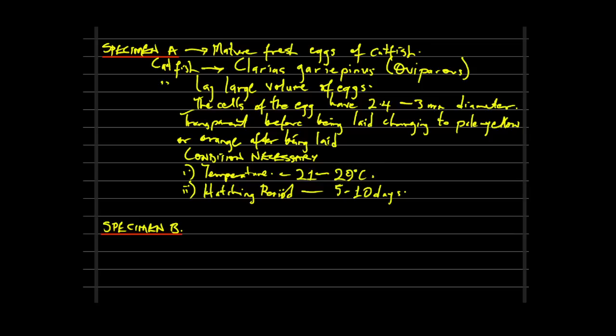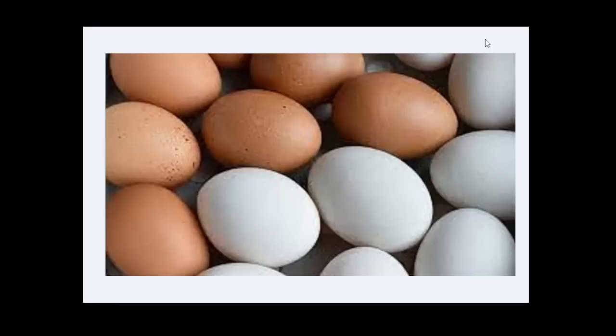Specimen B is the fresh egg of domestic fowl. That is specimen B. So for specimen B now, we say that the eggs have calcareous nature, because they produce mechanical support for the contents. The shell of the egg, like we can see here from this very picture. We can see that the egg has a shell.